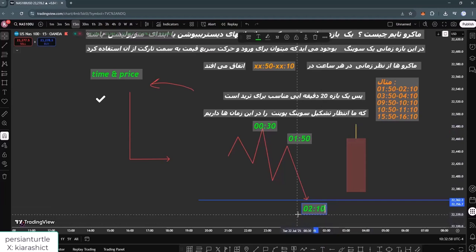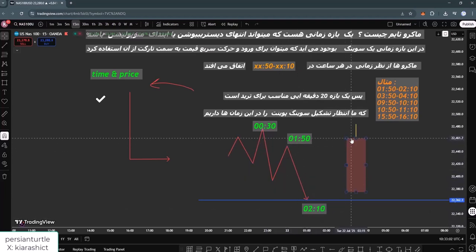This is an example. You have to see it in the chart. 2:10 has a sell side, this 20-minute period. It starts at 1:50 price, it's in OTE, it's the best time because the macro is starting. You can use this logic in your own sessions.